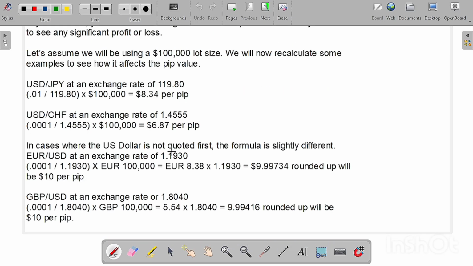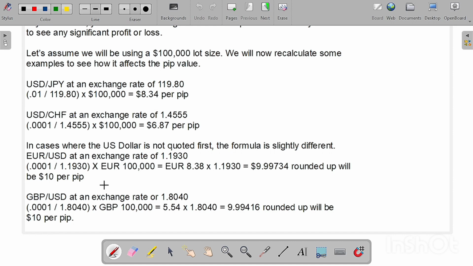In case where the dollar is not quoted first, the formula is slightly different. So EUR USD at an exchange rate of 1.1930, you take the 4 decimal places, you divide by the exchange rate. The answer you get, you multiply by 100,000. Then after that, you multiply by the exchange rate again, and then you will get 9.99734. When you round up, it will be $10.